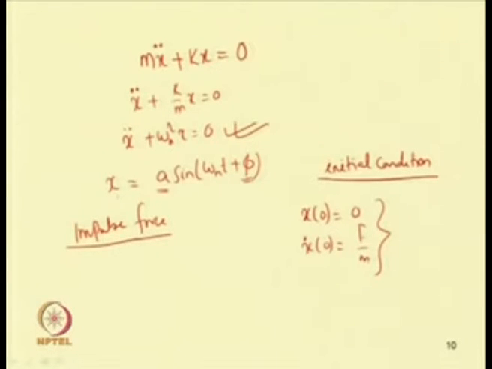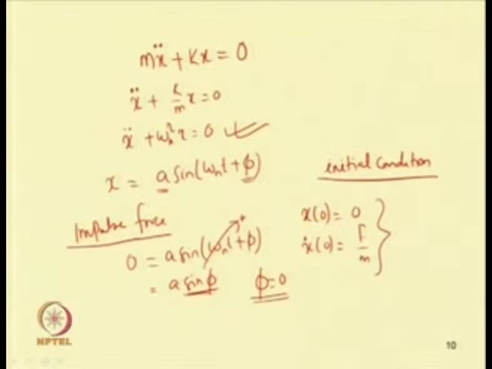At t equal to 0, x 0 becomes 0. So, 0 equal to a sin(omega n t plus phi) at t equal to 0, so the omega n t term becomes 0 and this becomes a sin phi. As a cannot be 0, since if a is equal to 0 then the response is the trivial solution, or the system is not vibrating, sin phi should be equal to 0. So, we can take phi equal to 0.